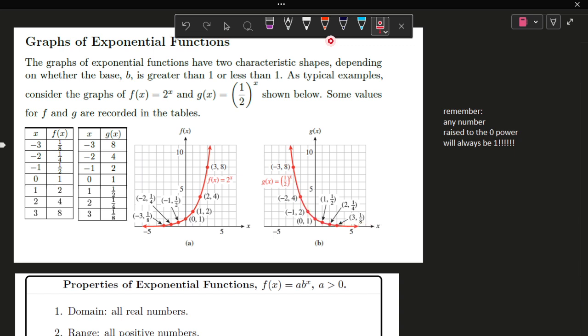And just another really important thing to tell. Remember we said this before, but I have this written right here. Any number raised to the 0 power will always be 1. So that's why the y-intercept for these two specifically, 2 raised to the 0 for f of x, is going to be 1, and then 1/2 raised to the 0 is going to be 1. So remember, this is saying when your input is 0, your output is 1.